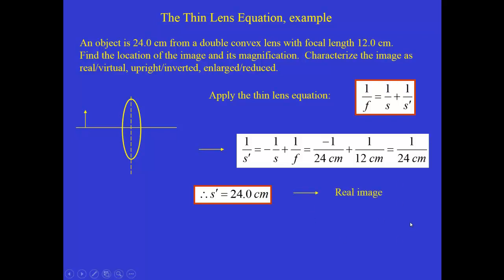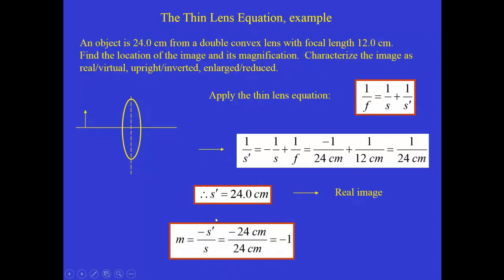But first of all, we know that's a real image, because if S prime is positive, it's a real image. What that means is the image is on the right-hand side of the lens. The light coming from the object passes through the lens and gets bent, and those light rays will intersect over on the right-hand side. So that's a real image. Solving for the magnification, minus S prime over S, minus 24 over 24, so we get negative 1. And right away we can say it's negative, so the image is inverted, and the size of the image is the same as the size of the object because the magnitude is just equal to 1.